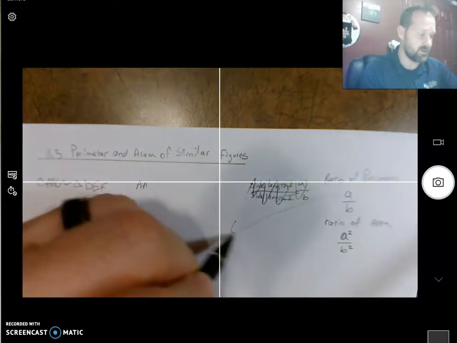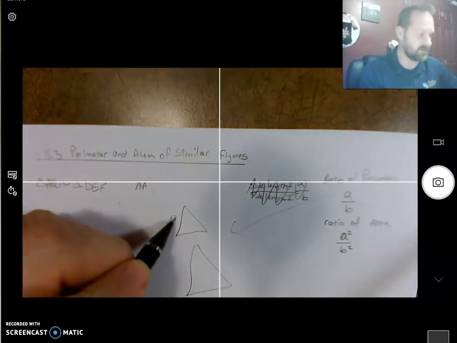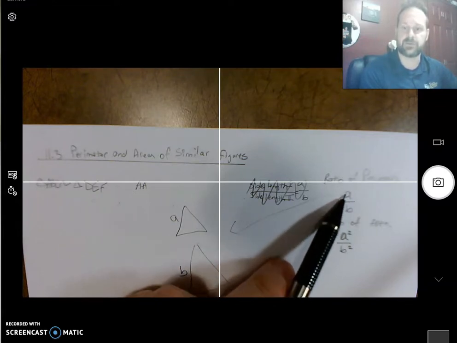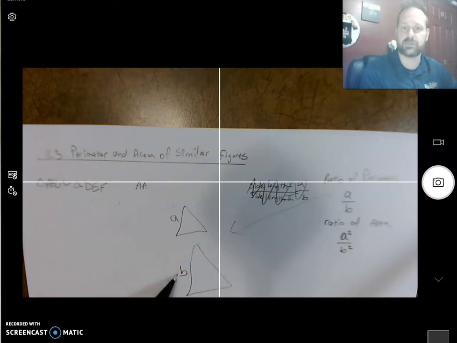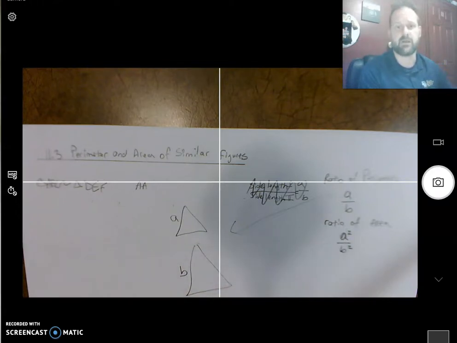So let me show that. If I had this triangle, and then I had a bigger one here, and this is A, and this is B. If I knew the perimeter of this one and the perimeter of that one, I could find the ratio of the perimeters by just using one side length, and it works out the same. And the ratio of the areas is one side length squared divided by the other side length squared. Okay, what does this look like?